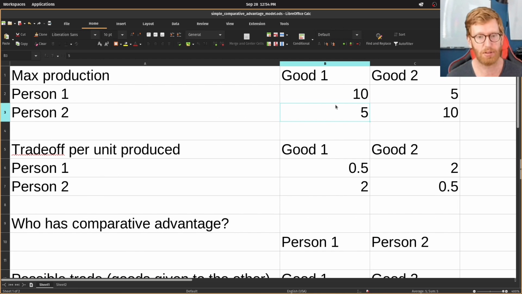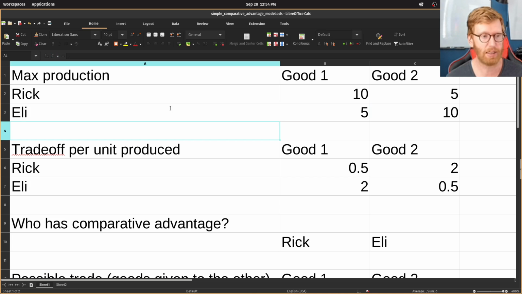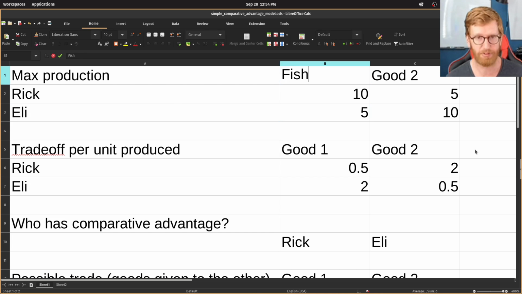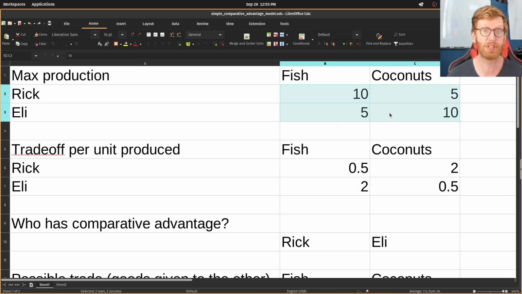So let's take away the formulas and let's plug in some stuff. So to start, we'll say Rick and Eli are trading fish and coconuts. And notice how it's automatically filling stuff in for us. This is the big power of using the computer to do this, is it does all the grunt work for us once we do the setup. So we've got a hypothetical situation. Now we've got some hypothetical numbers. I'm going to start with something really easy.